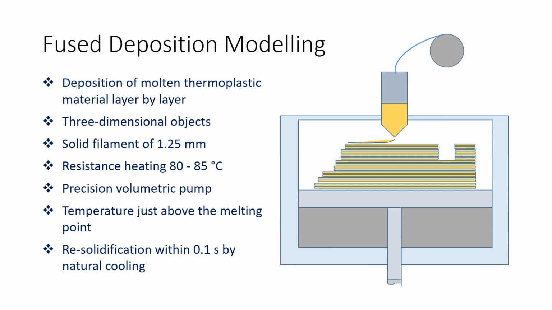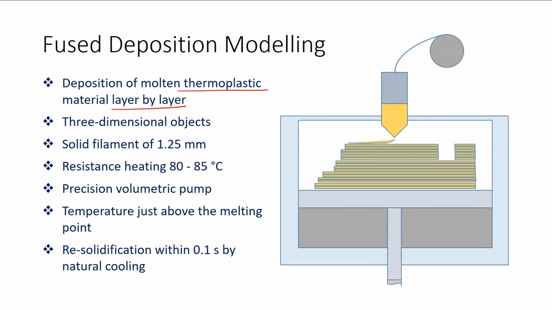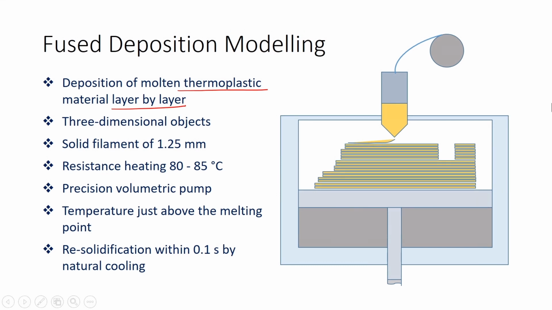The FDM process is carried out by depositing the molten thermoplastic material layer by layer. To deposit the molten thermoplastic material layer by layer, an arrangement can be seen on your screen. In this equipment there is a platform. This platform is arranged in a chamber. It has a roll, and this roll has a winding of filament, that is the raw material filament.